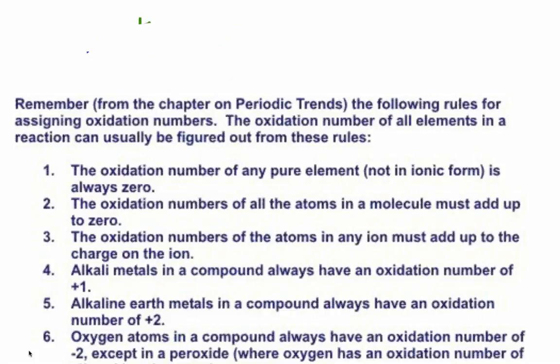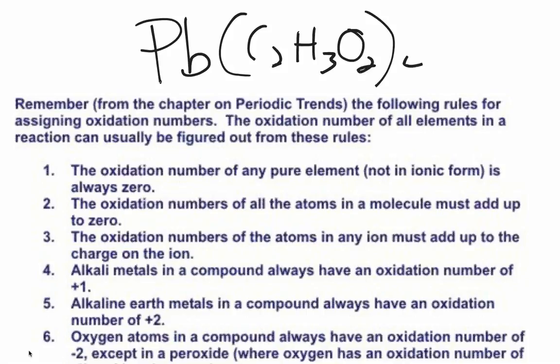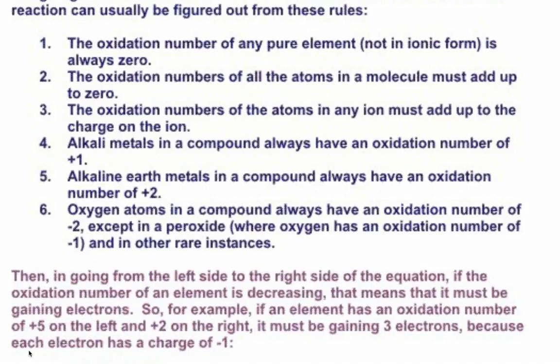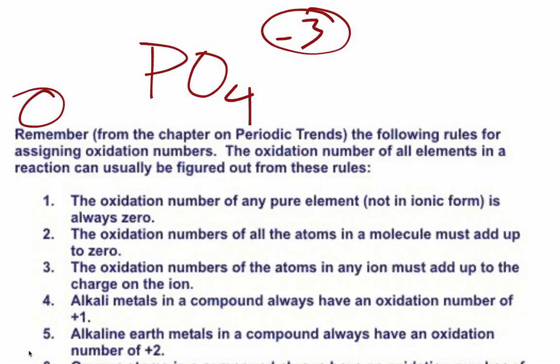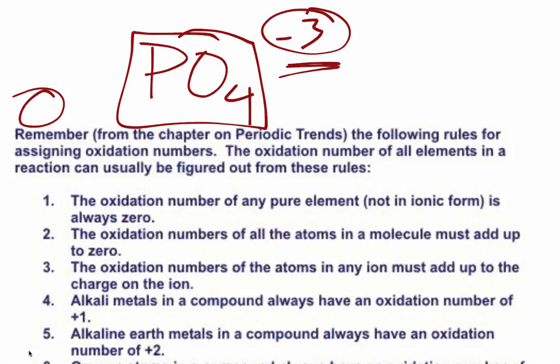That's true with a little compound like sodium chloride, but it's also true if we have some big, more complex compound like PbC2H3O24. Everything within that compound has to add up to 0, whatever the individual charges might be. Same can be said for ions. The oxidation numbers of atoms within an ion have to add up to whatever the charge on that ion is. So if we are looking at phosphate, PO4 -3, whatever the charges are on the phosphorus and the oxygen have to add up to that -3 charge.